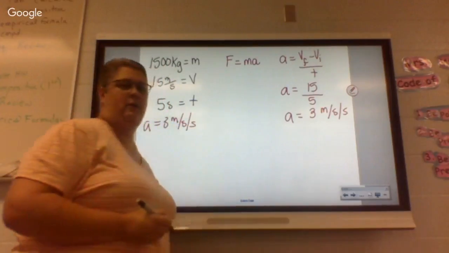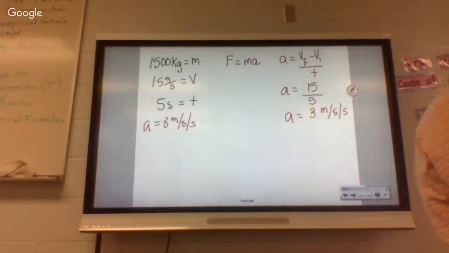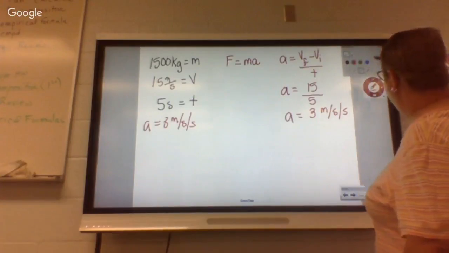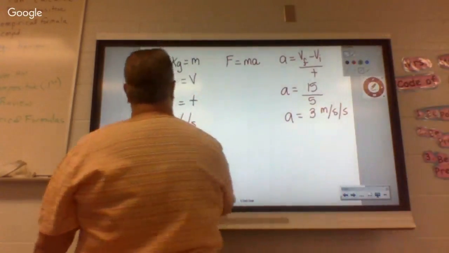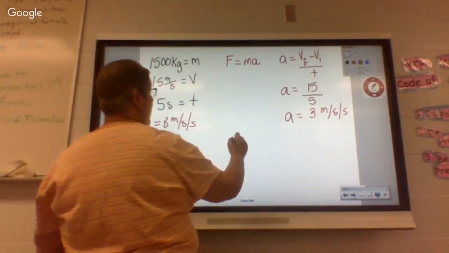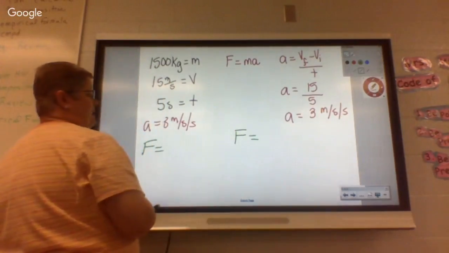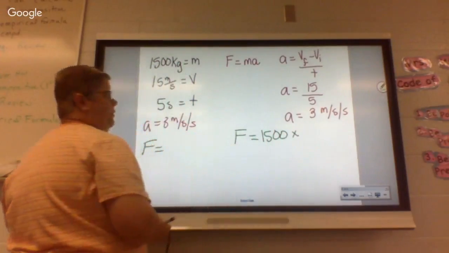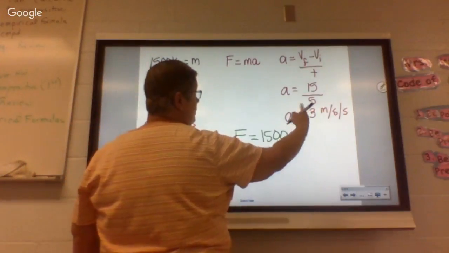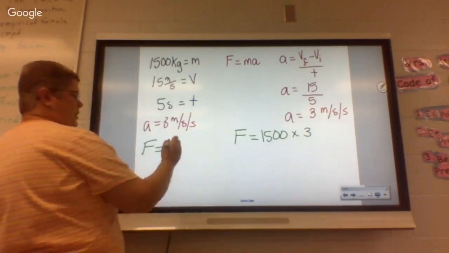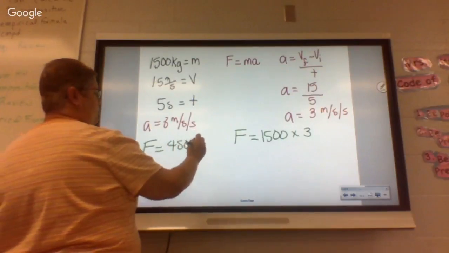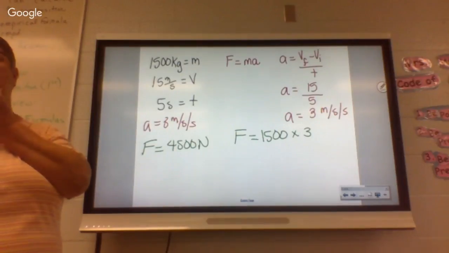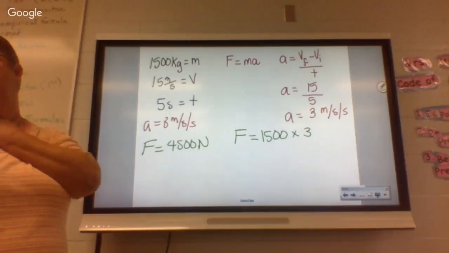All right, so that was A. What does B want? It wants force. What formula are we going to use to find a force? F equals ma. What's our mass? 1,500. Times what's our acceleration? 3. So 1,500 times 3 is 4,500. Questions about how we did that? Can you do that tomorrow on the test? Maybe.